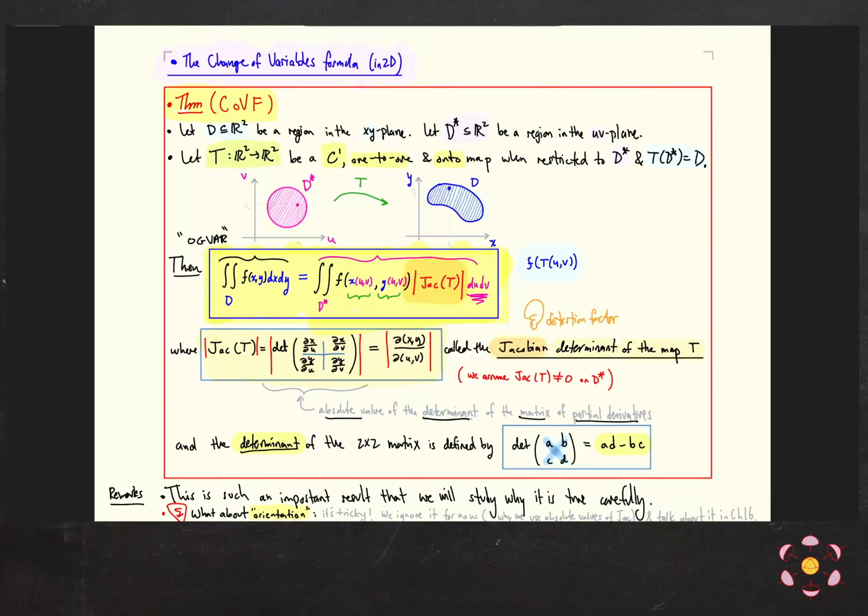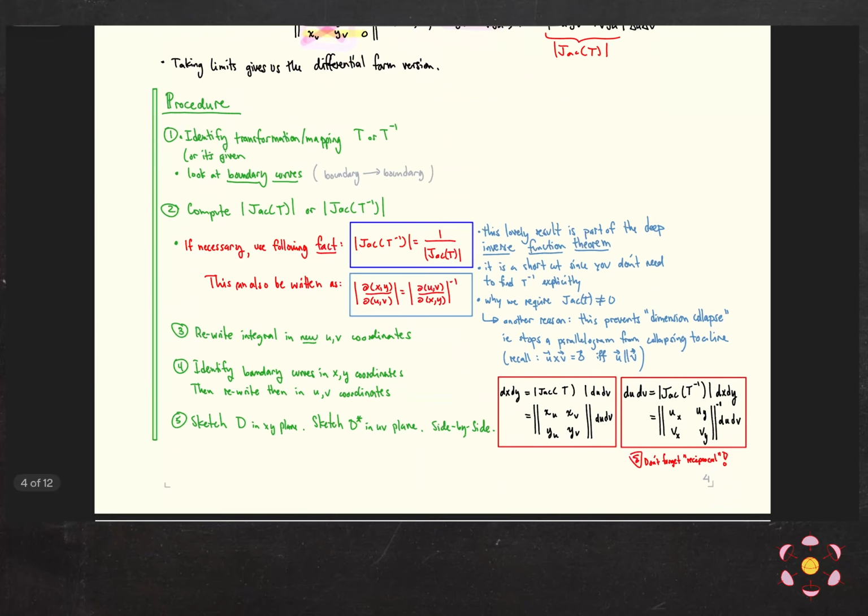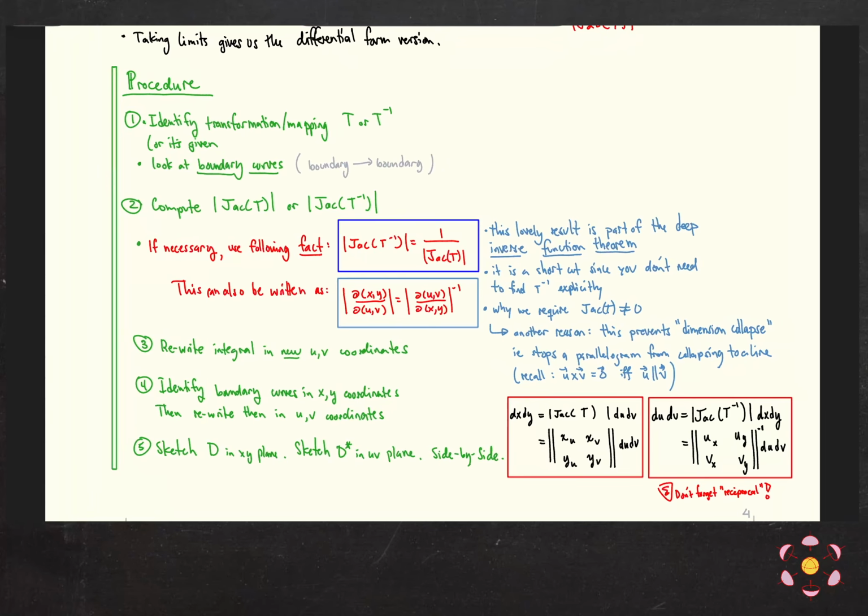This is part 2 of the change of variables formula in 2 dimensions. Okay, in the last video we derived why this is true and developed a lot of the key terminology of transformations and the Jacobian. Okay, so let's talk about the procedure we're going to follow and start calculating some examples here.